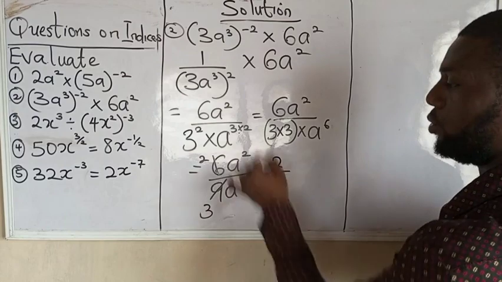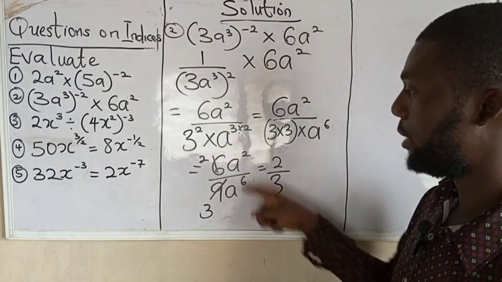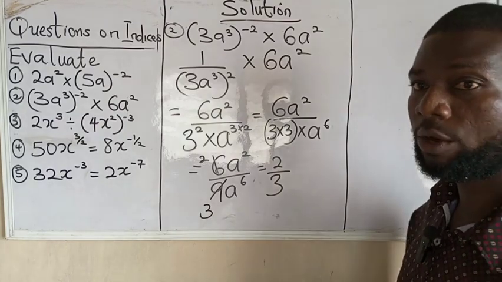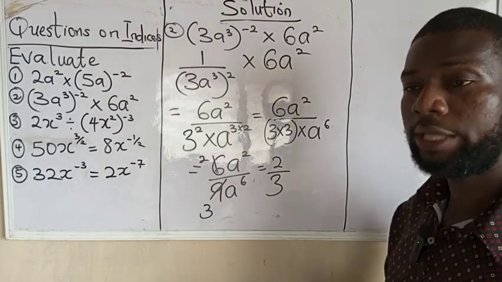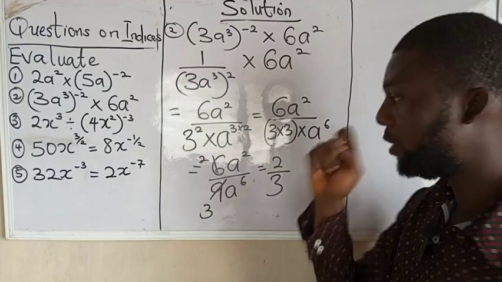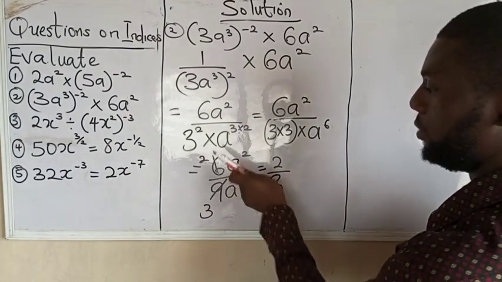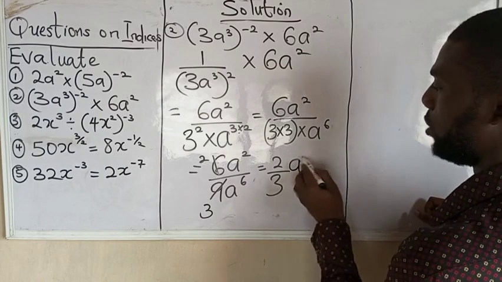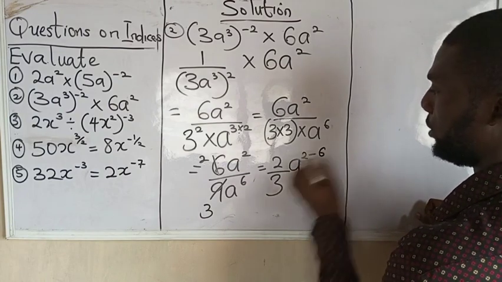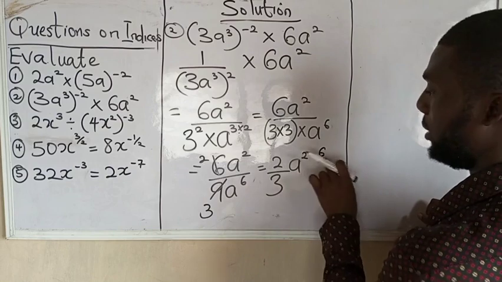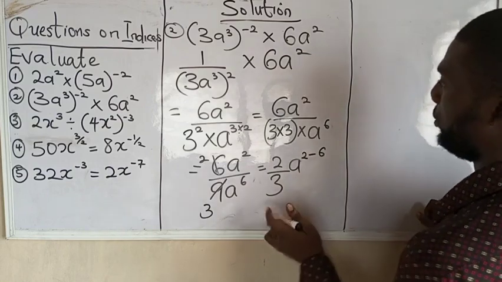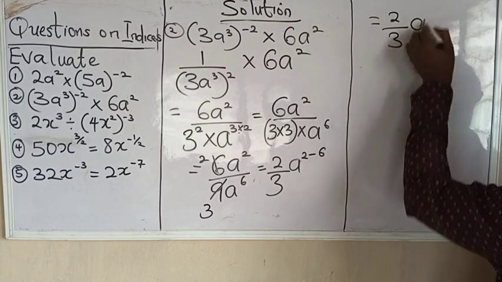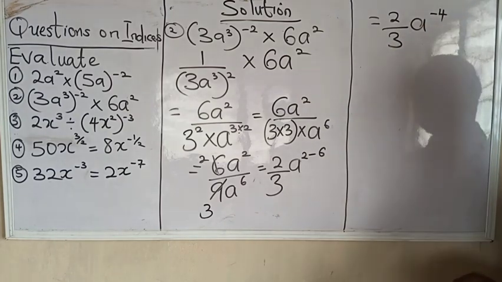Using the law of indices, don't forget that x raised to power a divided by x raised to power b, in the second law of indices, is what? x raised to power a minus b. So on this note, since the letters are the same, I can say this is simply a raised to power 2 minus 6. Let's not forget that because of the division sign, that is why we are seeing minus. So I can say the answer is 2 over 3 a raised to power minus 4.